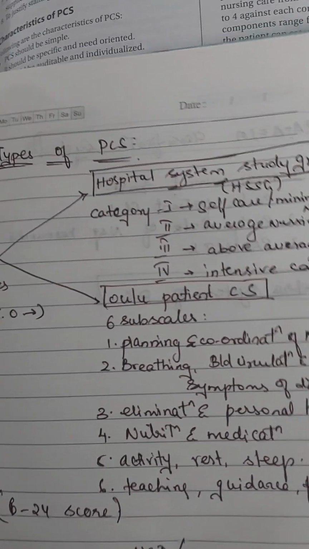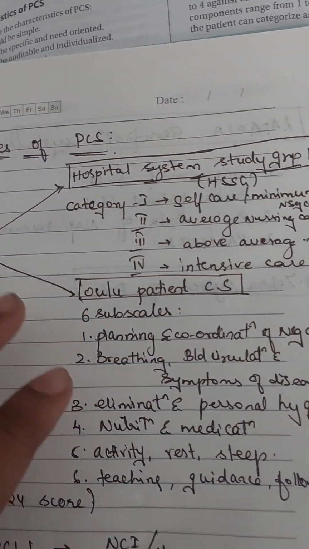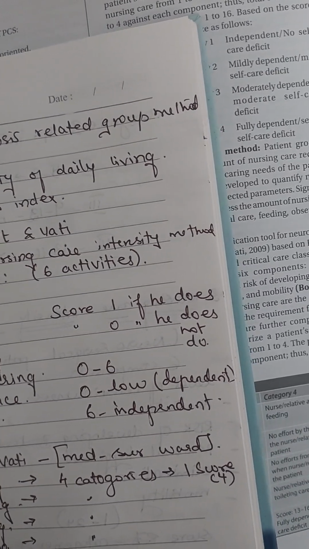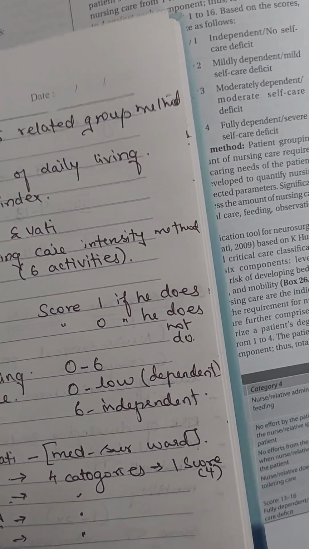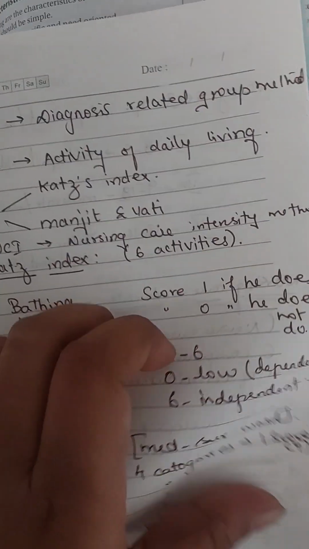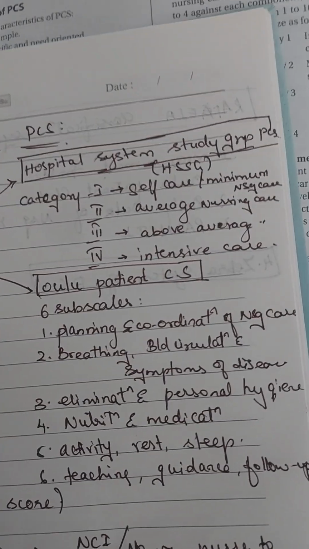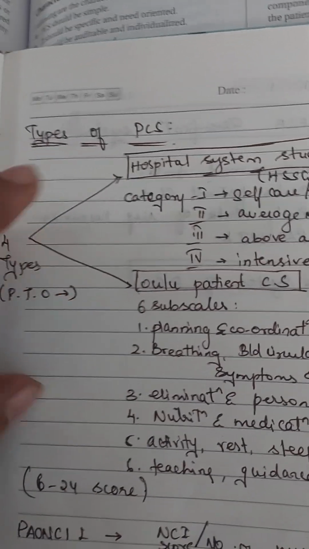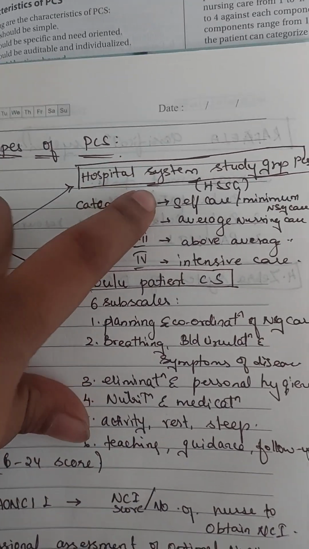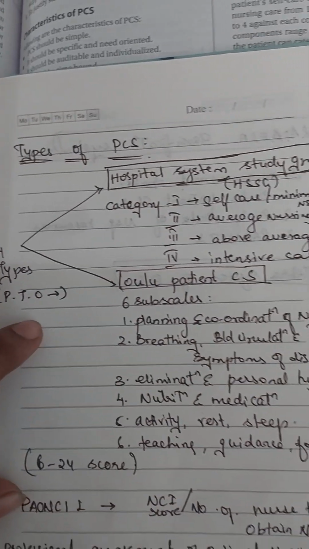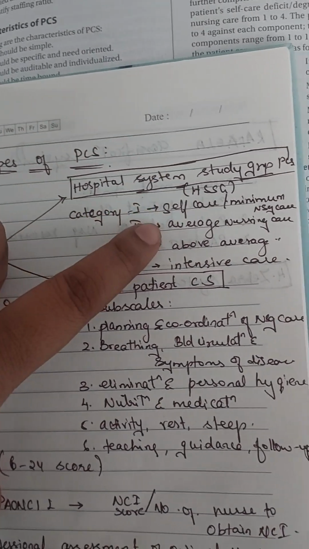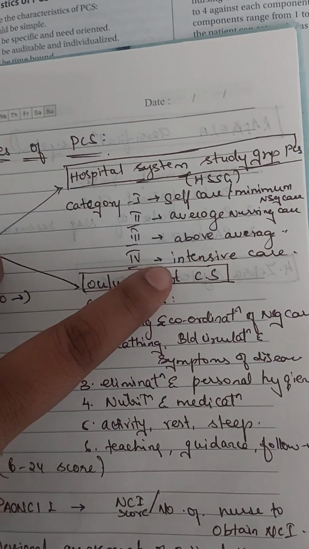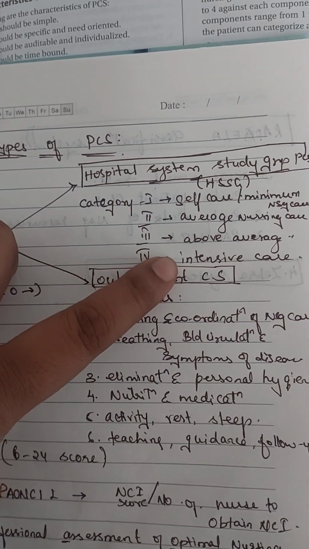Here we have 4 categories, as seen in the Manchitwati scale: bathing, dressing, toileting and feeding. We classify the patient into 4 groups, whether the patient is self-care, needs average nursing care, above average nursing care, or intensive nursing care.